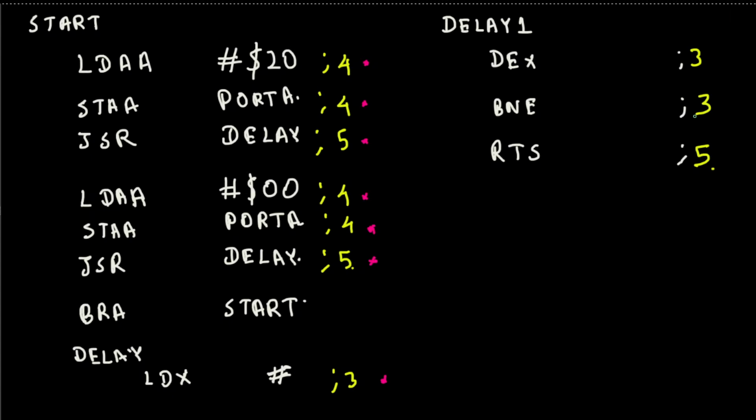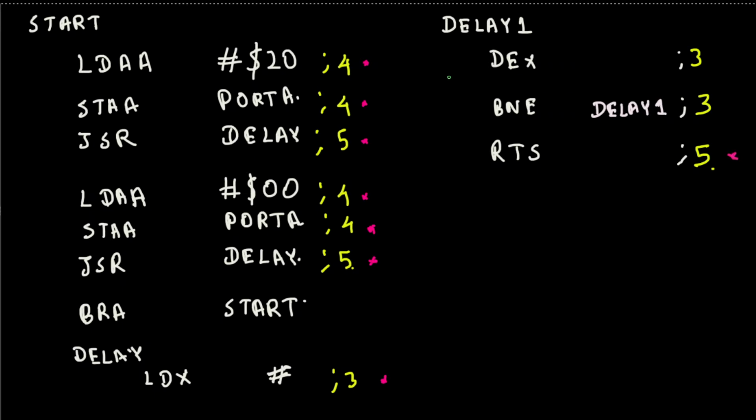And here I have to mention delay 1 as well, because it has to loop back to delay 1 until this number becomes 0. I put the loop name here, so it's going to keep on looping here, and this is the part that's going to keep on repeating. That's going to cost 6 cycles each time it repeats, and this one only happened once.